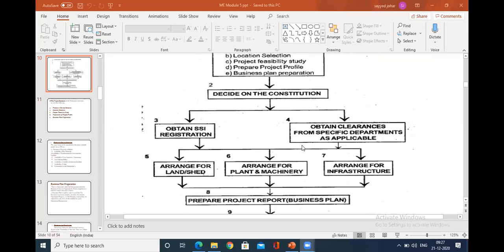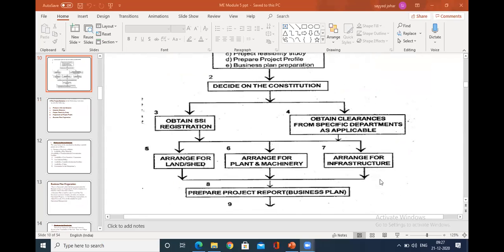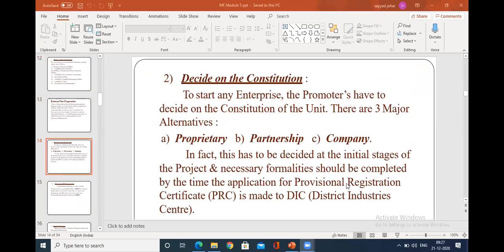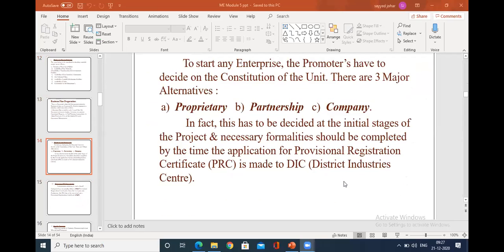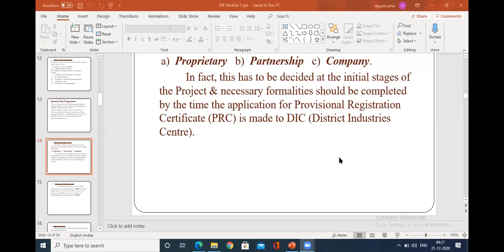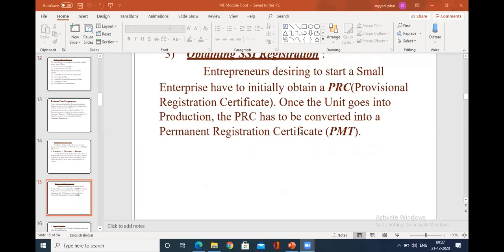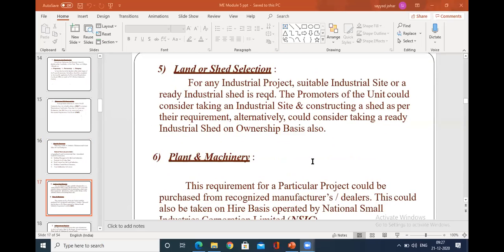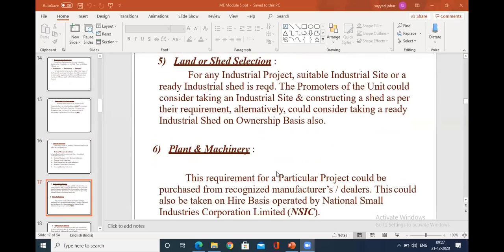Overall, as I just told, see, point number 5, arrange for land shed. Point number 6, arrange for plant and machinery. 7th, arrange for infrastructure. So this is what I would go on briefing up to complete this topic, so that I am left with no more other topics. As I said, after this topic, there is only a theoretical part that you have to go through, that is, what are the SSIs, and what all the case studies. So I can just go on reading and brief that. Nothing else could be done to make sure that you understand the topic, right?